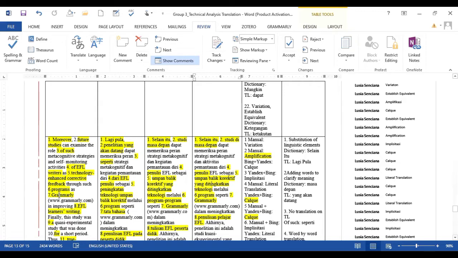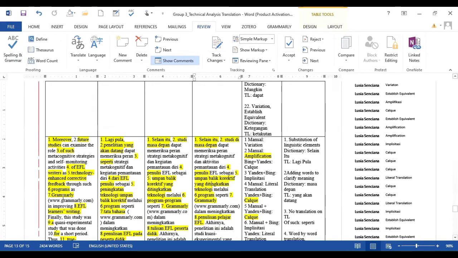Okay, and the next is number 6 is programs. Programs in dictionary is program, but in here in manual translator is only program, and Bing and Yandex is programs. So in here there is implicitation technique, because only program, but in Yandex is literal translation, because translate word by word translation. In Bing is also implicitation technique.